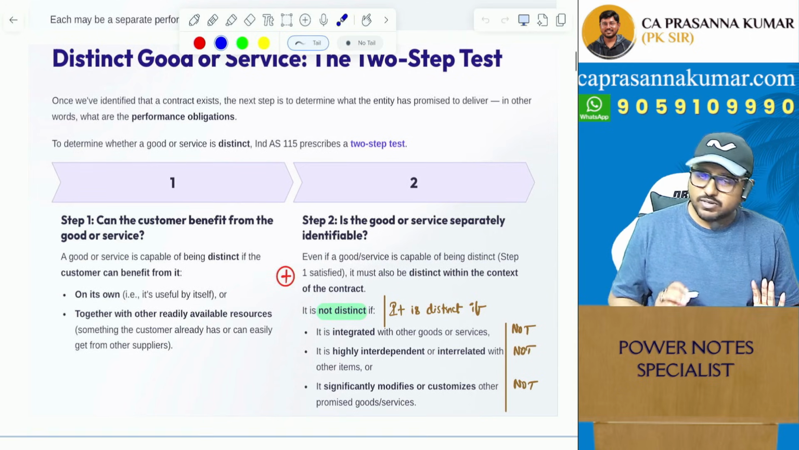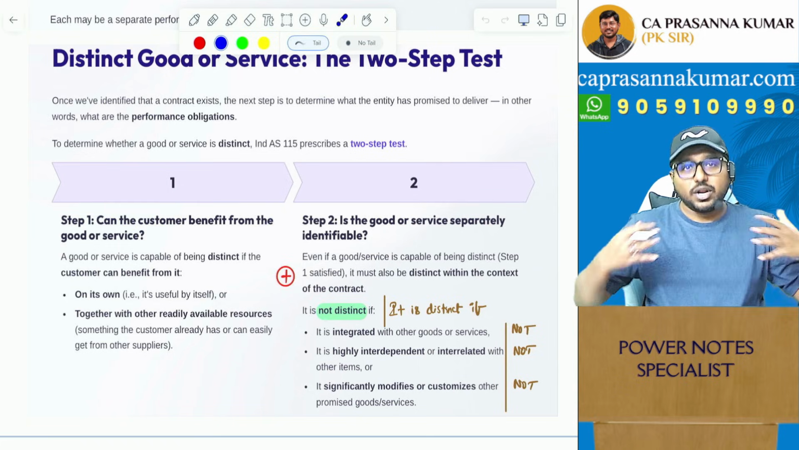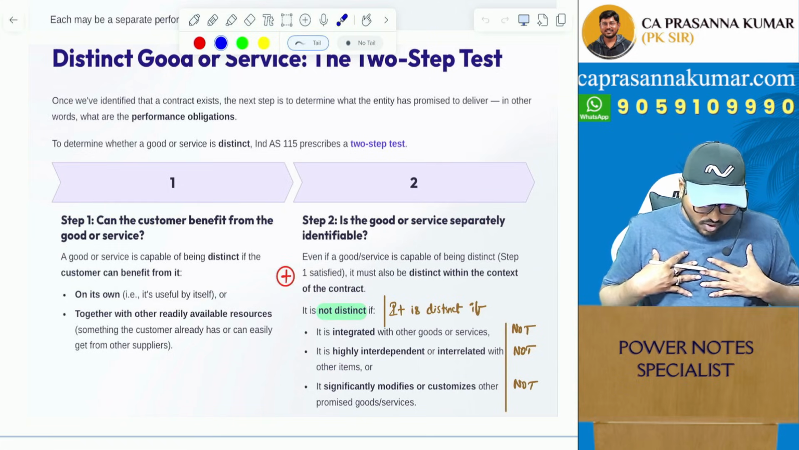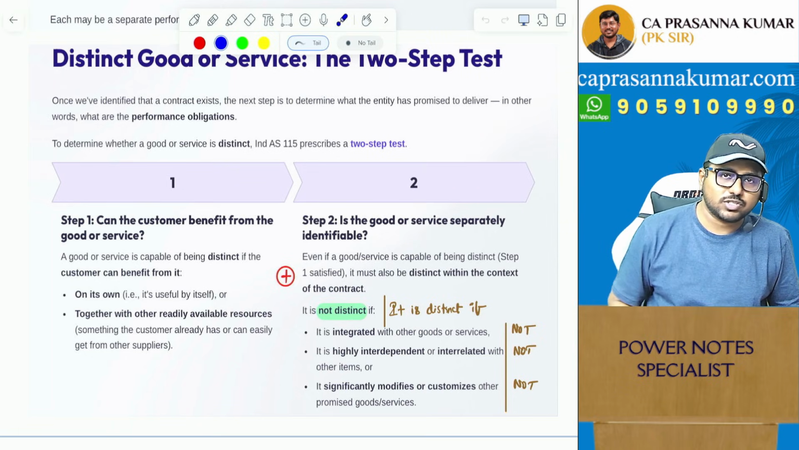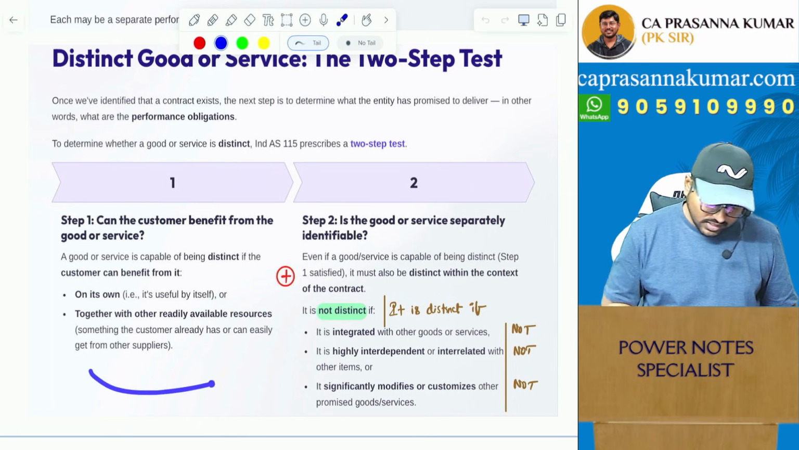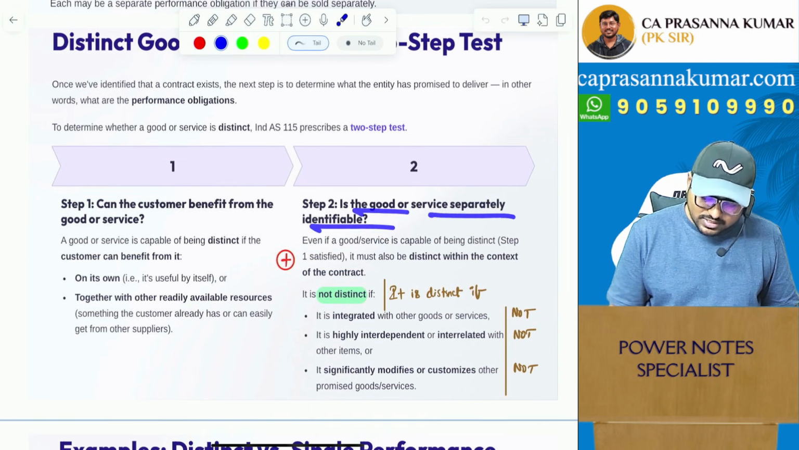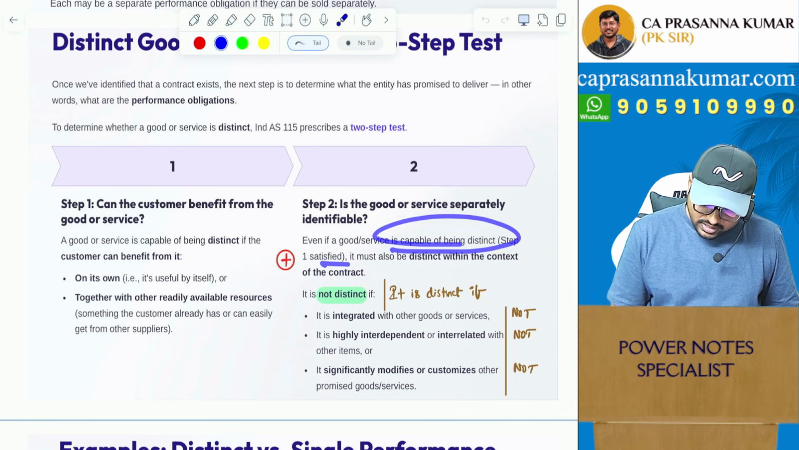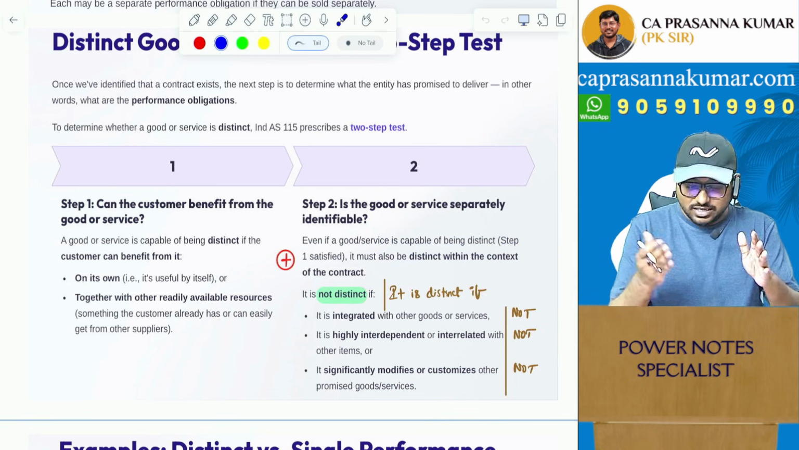Okay. So the first thing is, can the customer benefit from the good or service on his own, or together with other readily available resources which are already with the customer, or which he can buy from outside? Sir, what do you mean by this, sir? Wait. This is the first condition. The second condition is, is the good or service separately identifiable? Means it should be capable of being distinct, distinct within the context of the contract. Sir, what do you mean by that? There is no meaning for that. The meaning is only negative.